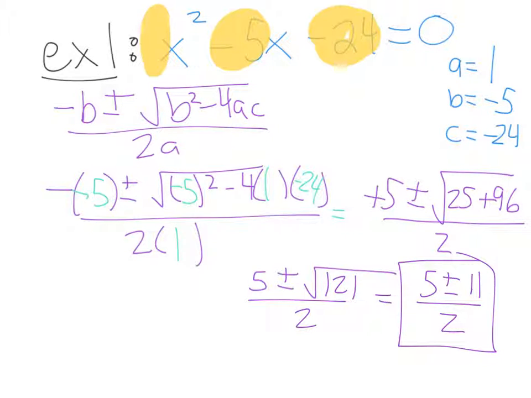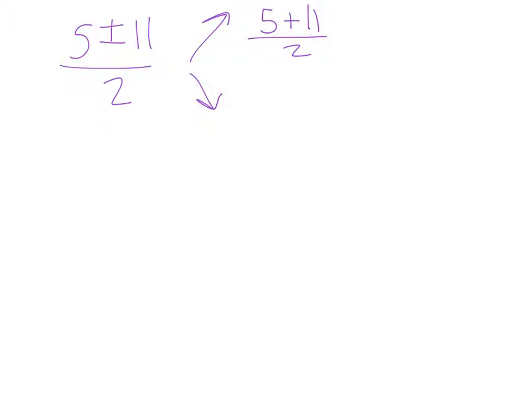So I'm going to switch slides so I give myself a little more room, and I'm going to rewrite what we have. So we have 5 plus or minus 11 divided by 2. This is really two separate problems. I'm going to write it once with the plus sign, and I'm going to write it once with the minus sign.